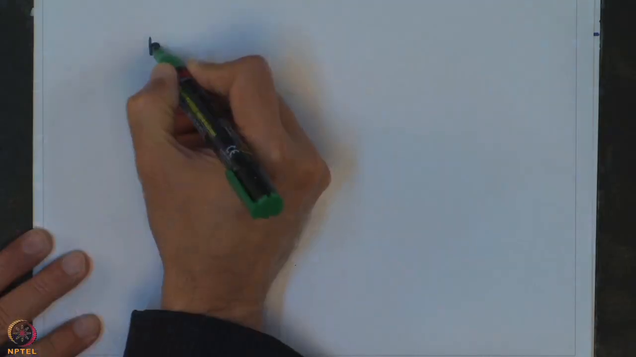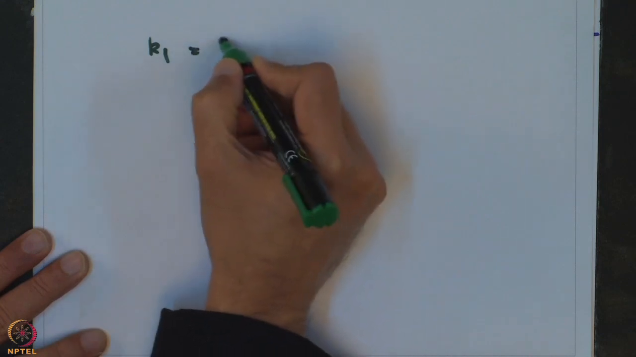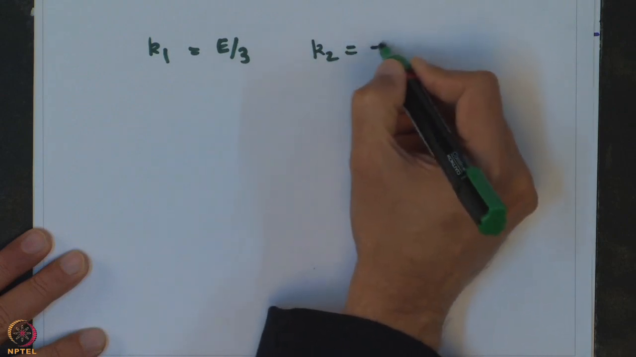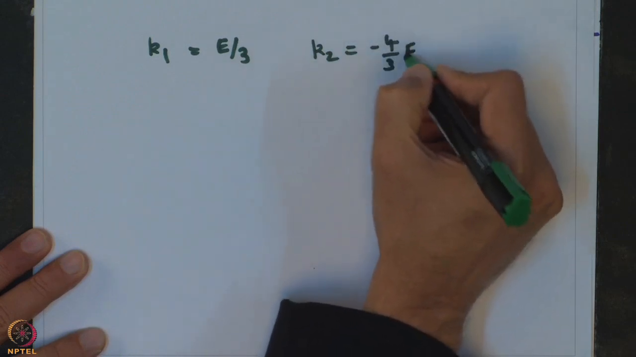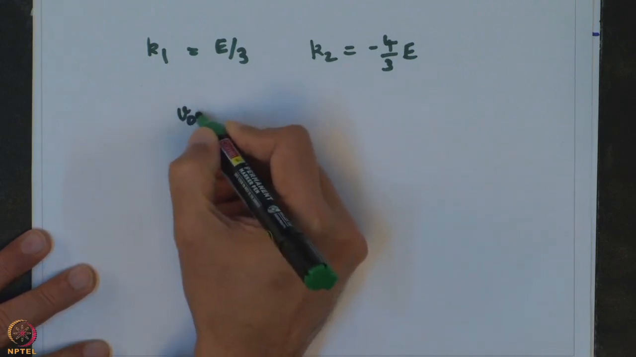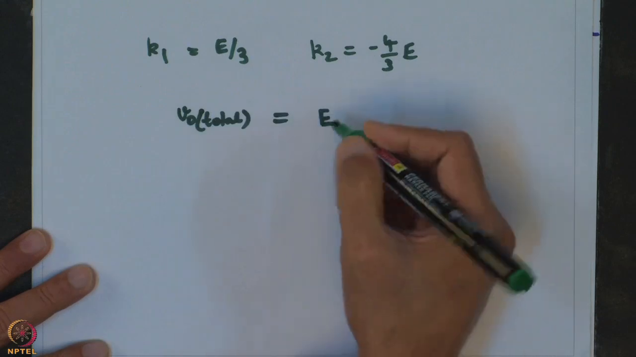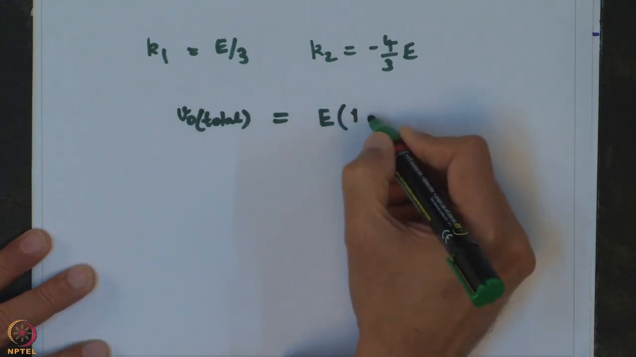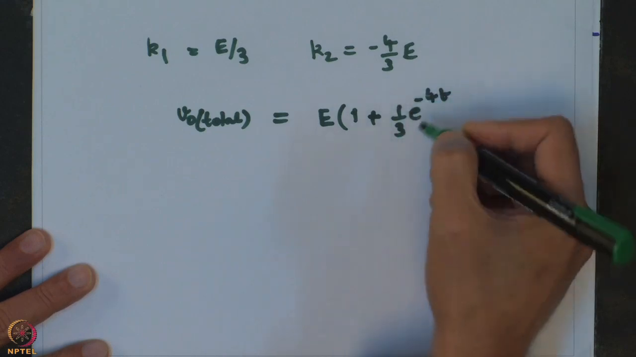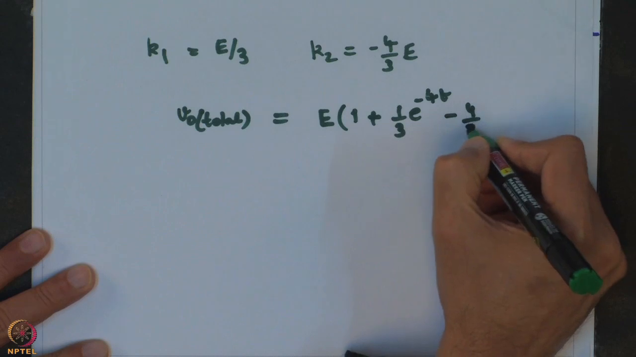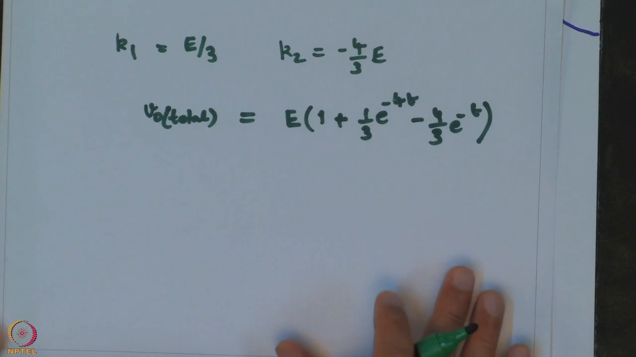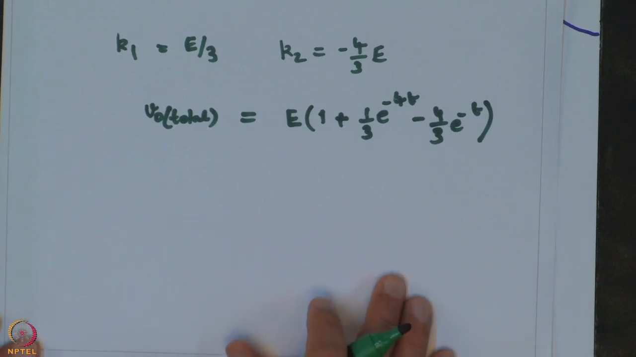You will find that K1 will be equal to E by 3 and K2 is equal to minus 4 by 3 into E. The complete response of the voltage VO total will actually turn out to be E into 1 plus 1 by 3 e raised to power minus 4t minus 4 by 3 e raised to power minus t. So, you can verify this and you can even try to plot this response.